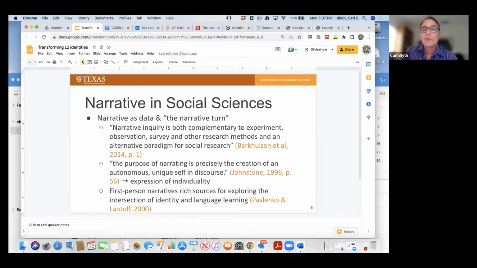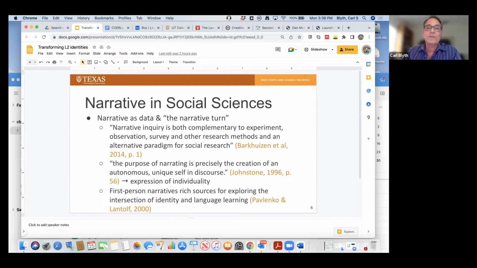Barkhuizen et al. in their book on narrative in applied linguistics have a very good quote: a narrative inquiry is both complementary to experiment, observation, survey, and other research methods, and an alternative paradigm for social research. We also are borrowing from the work of Barbara Johnstone, who's a sociolinguist, but looking at discourse.